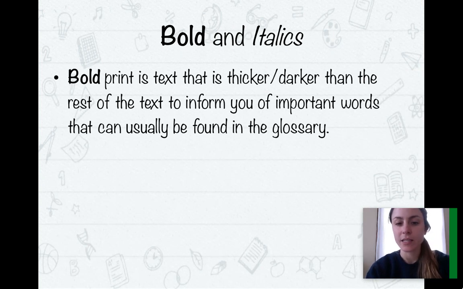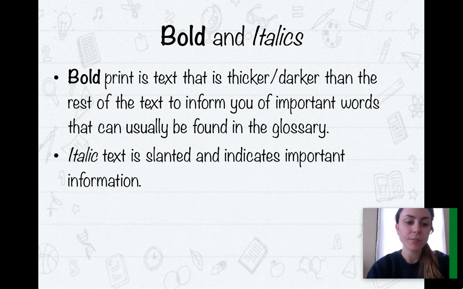Bold and italics are found within the text. A bold print is a text that is thicker or darker than the rest of the text to inform you of important words that can usually be found in the glossary. And italic text is slanted, and it also indicates important information that you need to pay attention to.